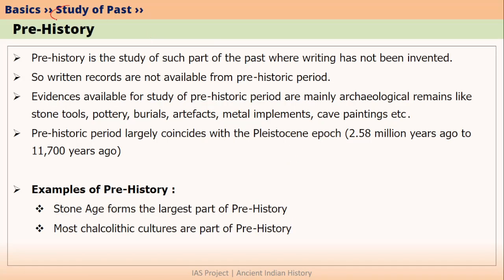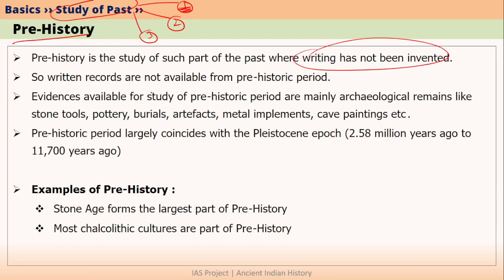We have divided study of past into three parts. The first one was called as prehistory, the second one was called as proto history, and the third one was called as history. Now let's look at the first one, that is prehistory. Prehistory is nothing but study of such part of past where writing has not been invented yet. This is the simplest definition one can give for prehistory.